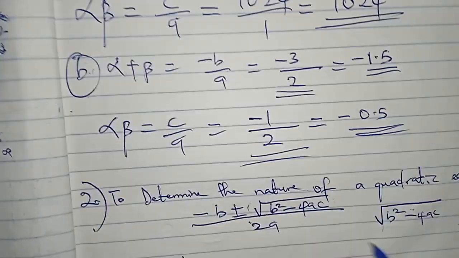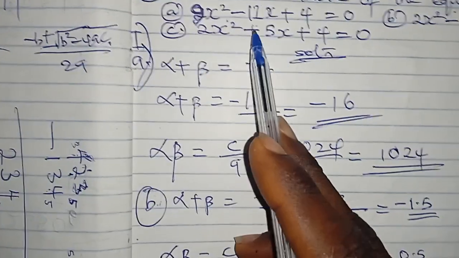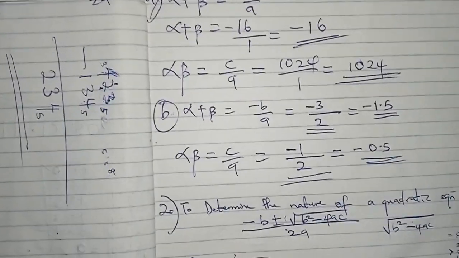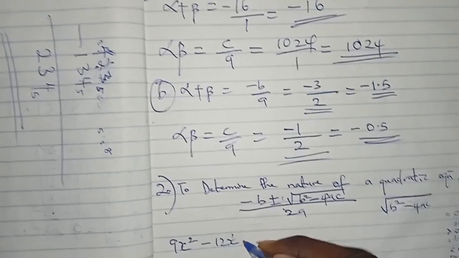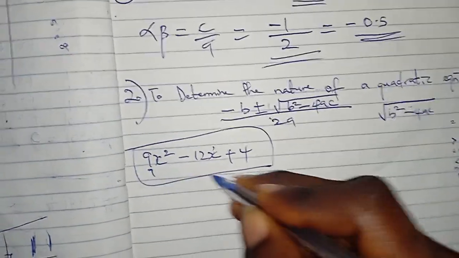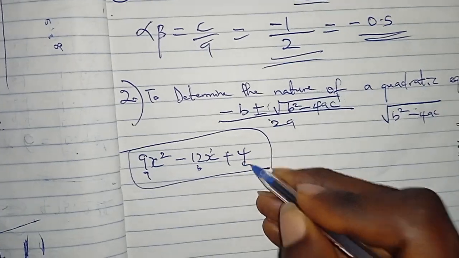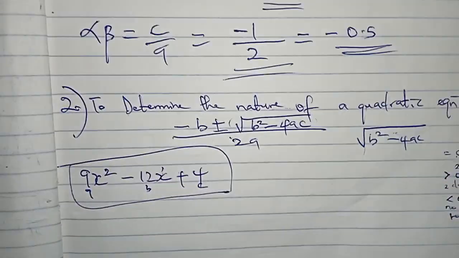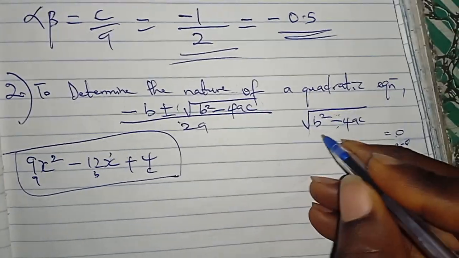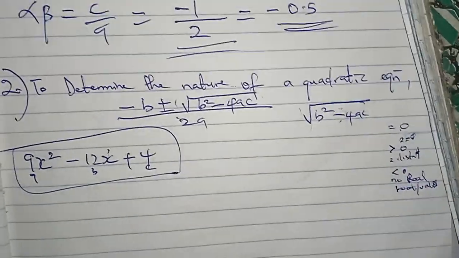So let's check it. Let's say in this question, for the first one, we have 9x squared minus 12x plus 4. This is A here, this is B, this is C. So let's try to check. Put this inside this, just this part.